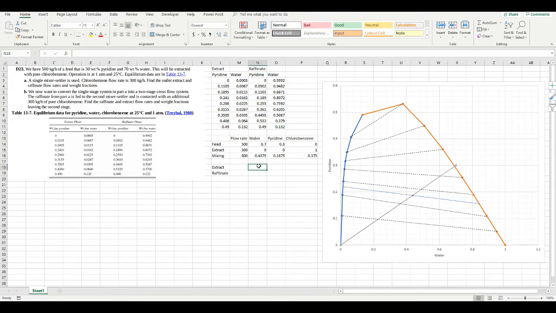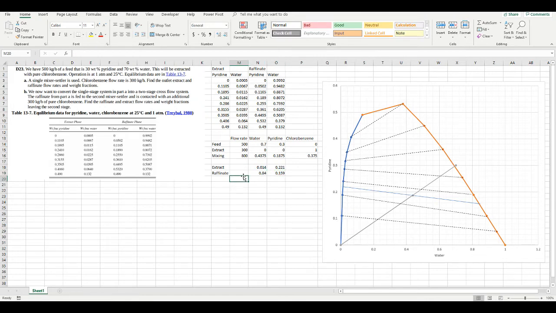Okay, to me, this looks like the water for the extract is approximately 1.4%, so 0.014. And it looks to me that the pyridine, or the Y component here, is about 0.221. And for the raffinate, I would say this is about 84% water. And then for the pyridine, it would be about 0.159, slightly below the 0.16 mark.